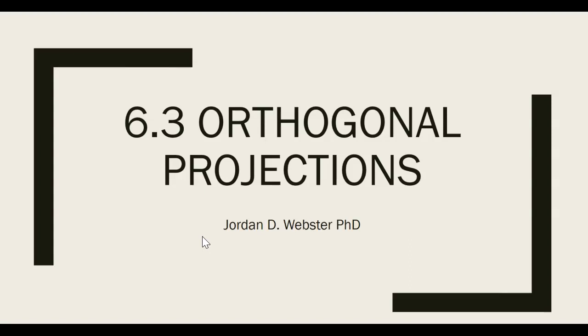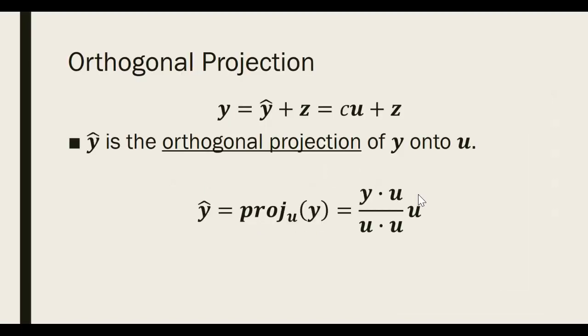In section 6.3, we're going to talk about orthogonal projections. Now, we did some orthogonal projections in the last section. And if you remember, we did an orthogonal projection onto a vector u. So what this was is we took a vector y and we broke it into its two component pieces. One is in the direction of u, and one is orthogonal to that vector.